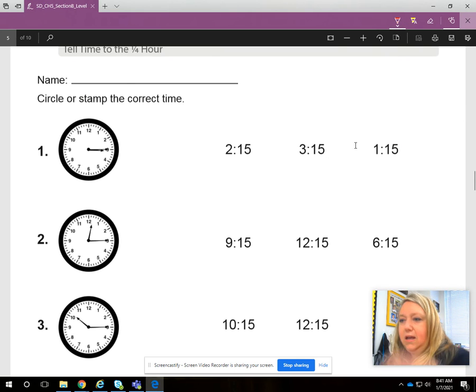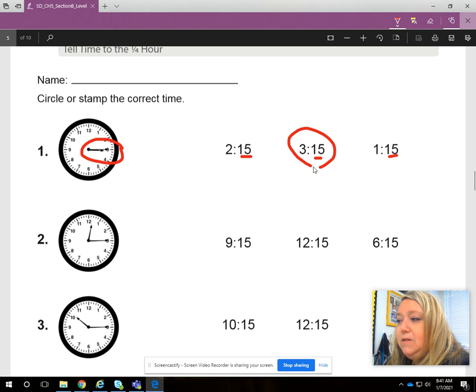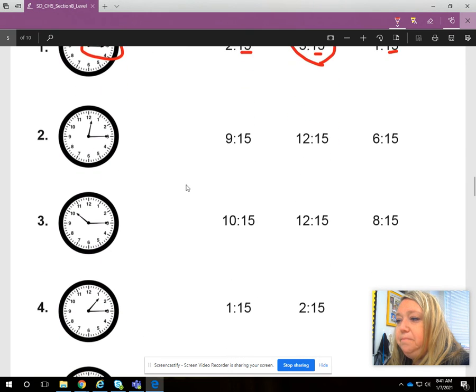Okay, we're going to take a look at these clocks right here, and this is very similar to the worksheets that we've already been doing in the past, so this should be pretty easy for us, right? So on this first one, you can see that the long hand and the short hand are both pointed at the 3. So we know it's a 15. All of these are going to say 15, right? Because they're all pointing to that 3. But the little hand is also pointing to the 3. That means that 3:15 is the correct choice on that one.